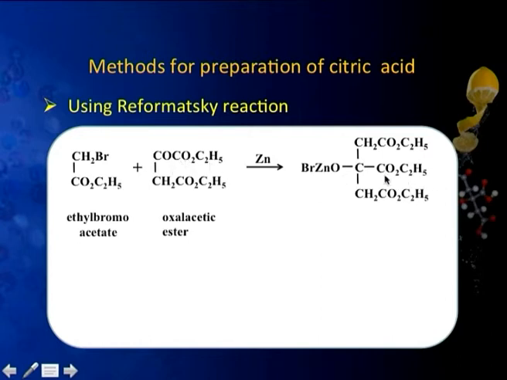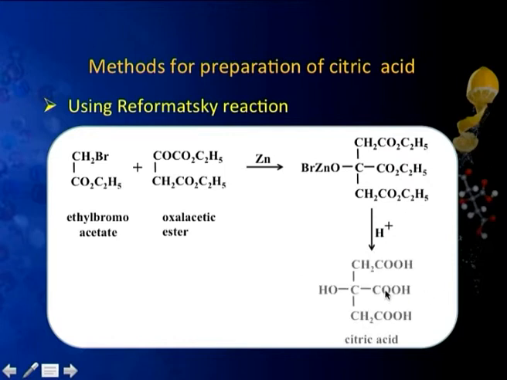there is a COOC2H5 which is here, and this CH2COOC2H5 is here. So it is a triester derivative with OZnBr. This on treatment with acid, this is replaced by OH, and these ester groups get hydrolyzed to COOH and we get citric acid. So Reformatsky reaction is used for the preparation of citric acid.